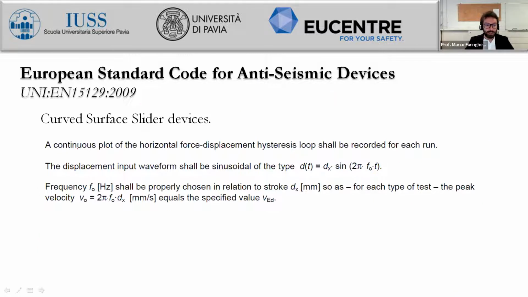These are other requirements related to the waveform. Continuous plot for horizontal force should be recorded and provided, and the waveform is sinusoidal. The frequency shall be properly chosen in relation to the stroke, so the maximum displacement and the peak velocity. You see that in the rubber bearings, the frequency is given and you compute the velocity. Here, for curved surface slider devices, you have the opposite. You are given the velocity and you compute the frequency according to a sinusoidal waveform.